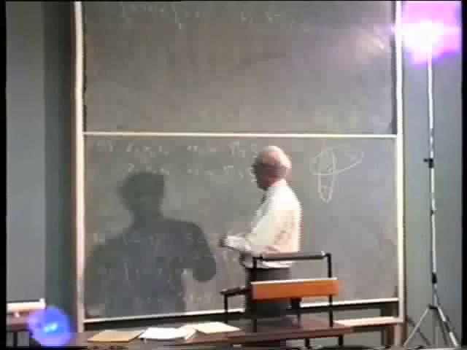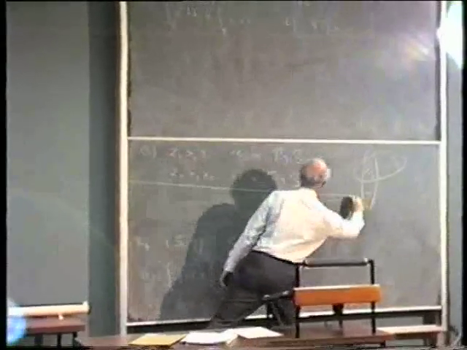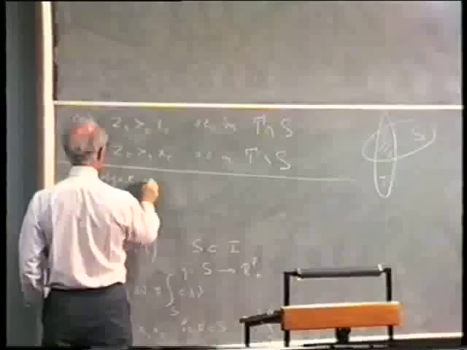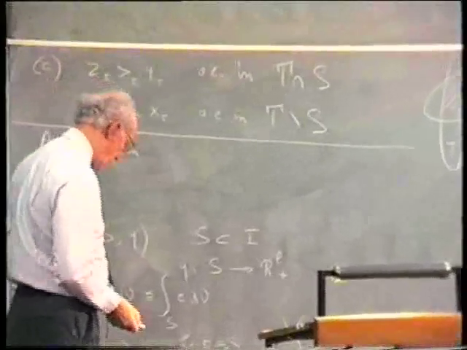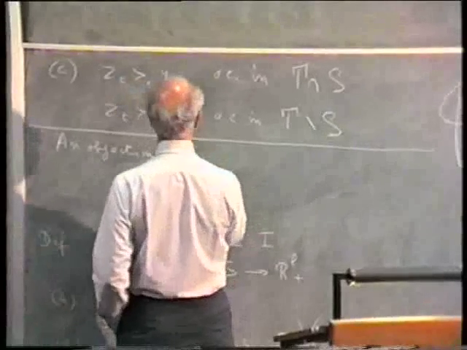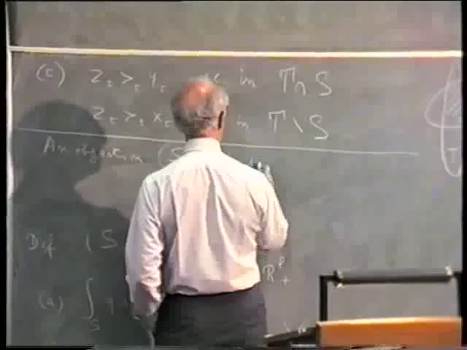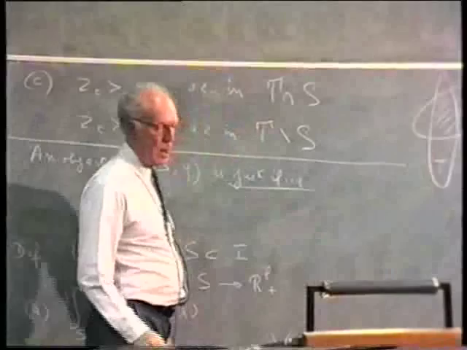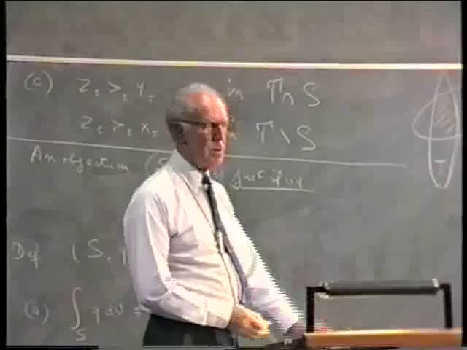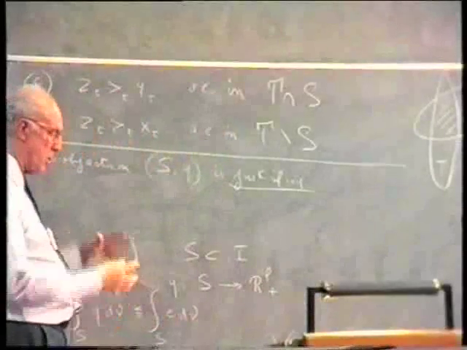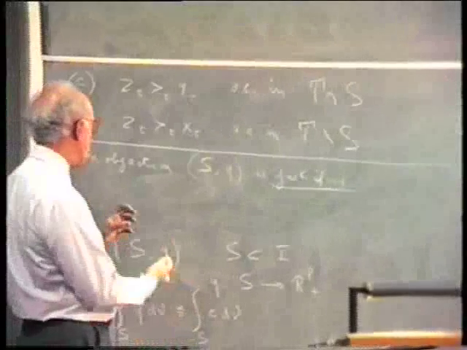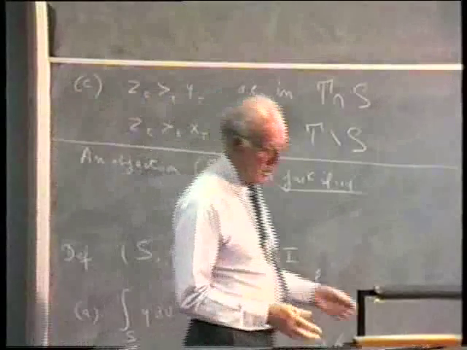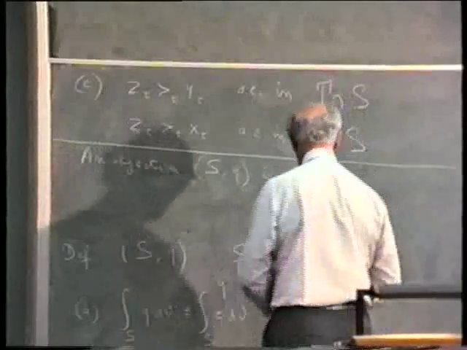Now, of course, we will say that an objection, this is a substantial simplification with respect to the definition of Aumann-Maschler. So an objection, SY, is justified if there is no counter-objection. So now we have restricted the concept of blocking because you can block only with justified objections. It's a stricter definition.